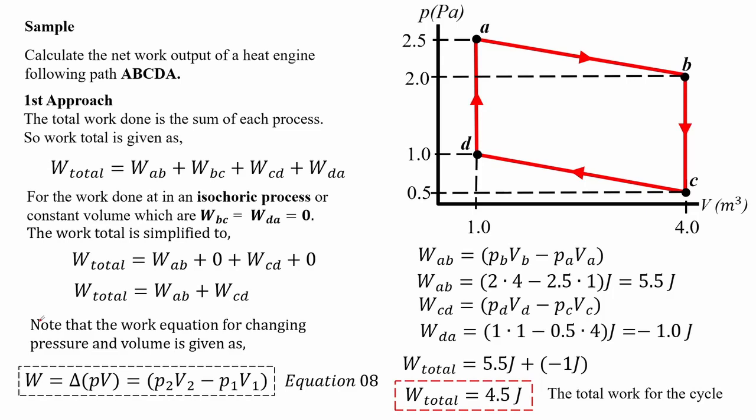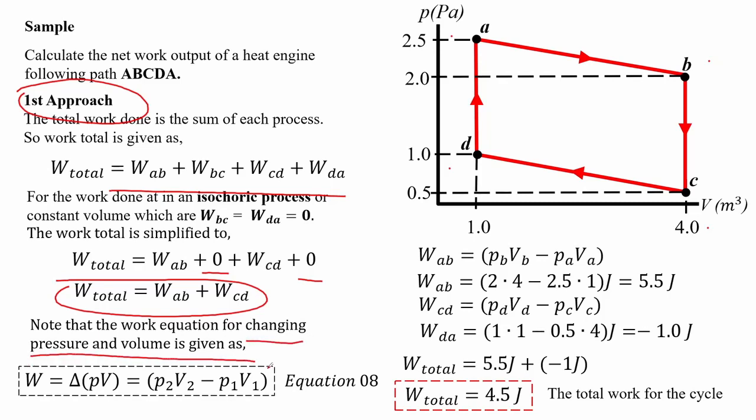Here we have an example of a heat engine undergoing a cycle shown by its pressure volume diagram. Calculate the net work output of a heat engine following the path of the cycle. The first approach is to measure the work by each process. The total work done is the sum of each process. So work total is given as the sum of work done by process AB, process BC, process CD, and process DA. For the work done in an isochoric process or constant volume, which are work BC and work DA, they are equal to 0. The work total is simplified to the sum of work at process AB plus the work at CD. Note that the work is the change in pressure and change in volume based on the figure, so we use equation 8. Substituting the values based on the graph, we get that the total energy for the cycle of the heat engine is 4.5 joules.